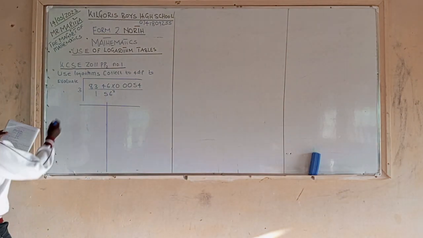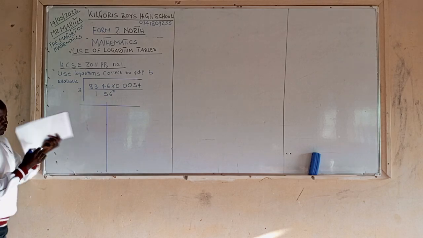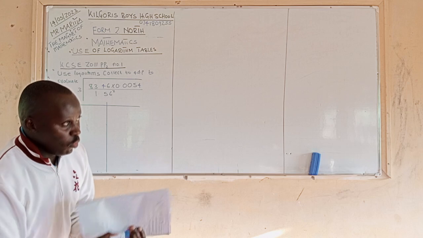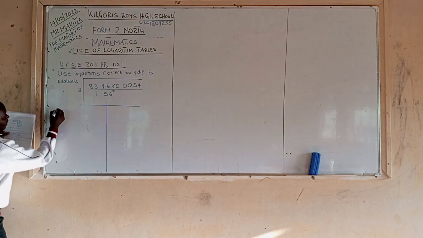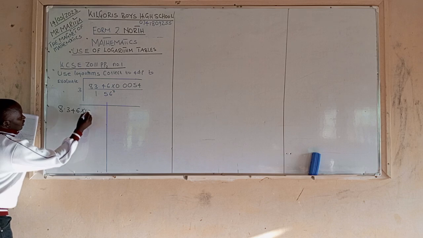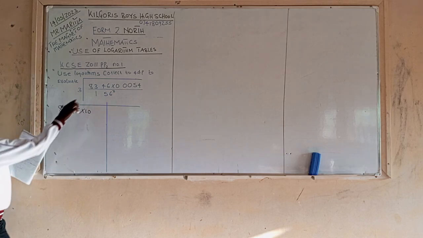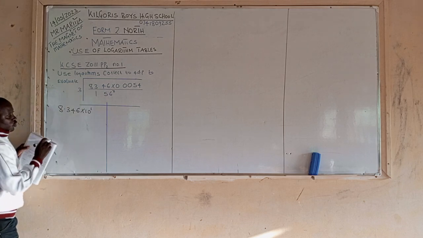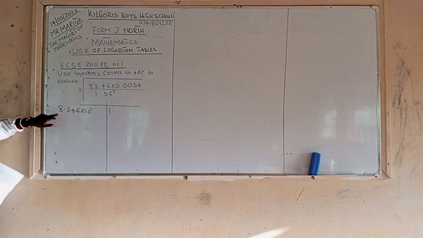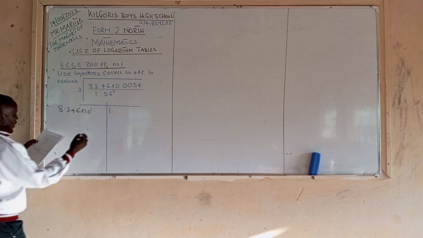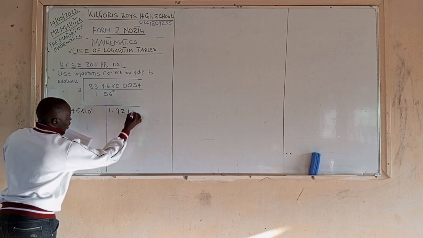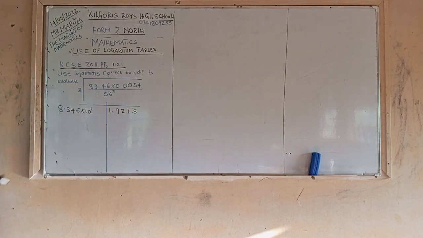If we express this one in standard form, we have the number as 8.346, times 10 to the power 1, since we moved the decimal place by one. Then we read the logarithm of 8.346 from the table, and this is 9215. So we have this one as 1.9215. Correct?